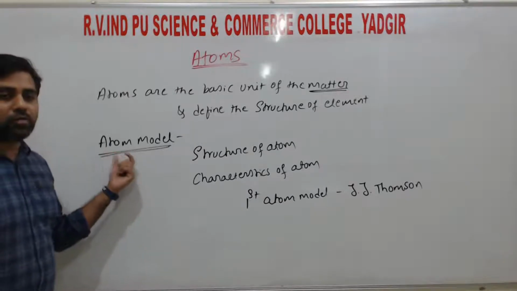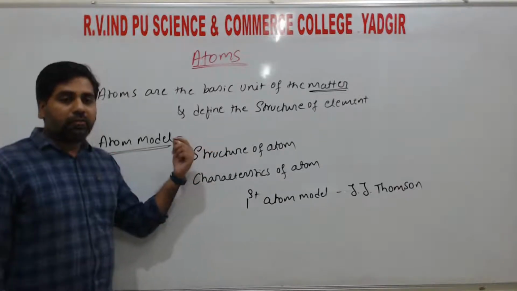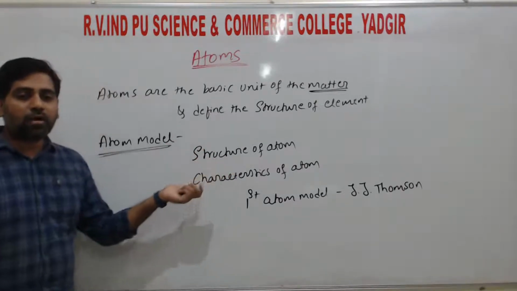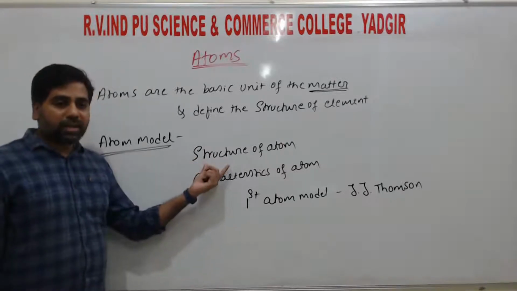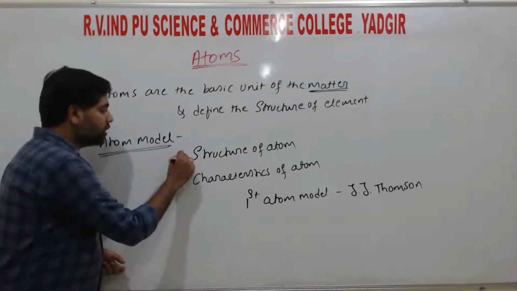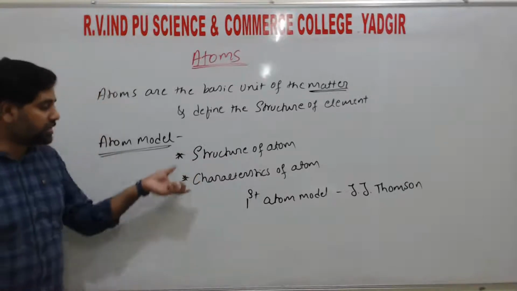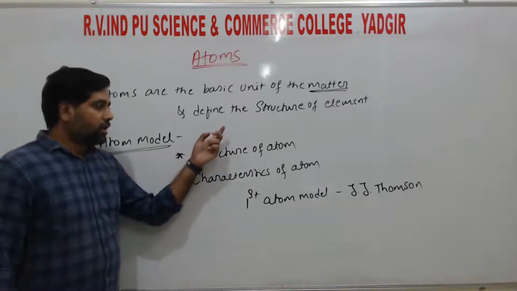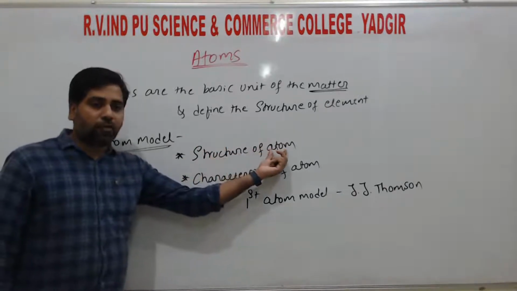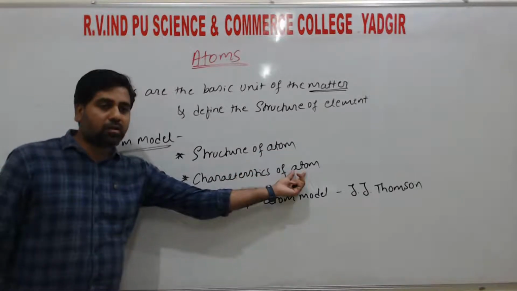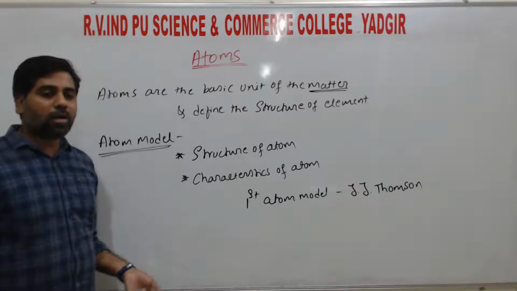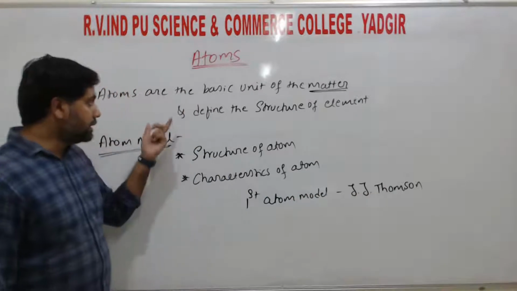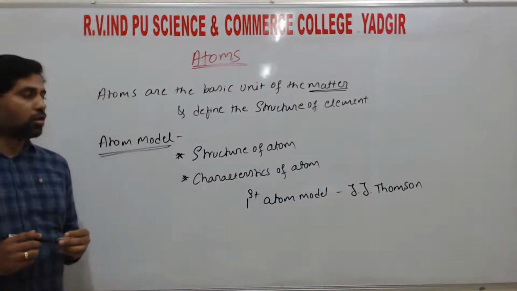So what is an atom model? An atom model is any model which explains the structure of the atom. Structure is how the atom exists. And how is the nature of the atom, right? So these are the 2 points. If any model explains these 2 points, then that model is called an atom model. That is, any model which can explain the structure of the atom and also the characteristics of the atom. Right? So the first atom model was proposed by the scientist J.J. Thompson. In this chapter we have 3 types of atom models.